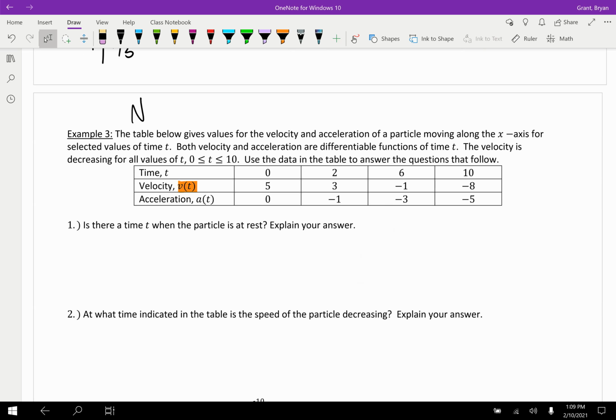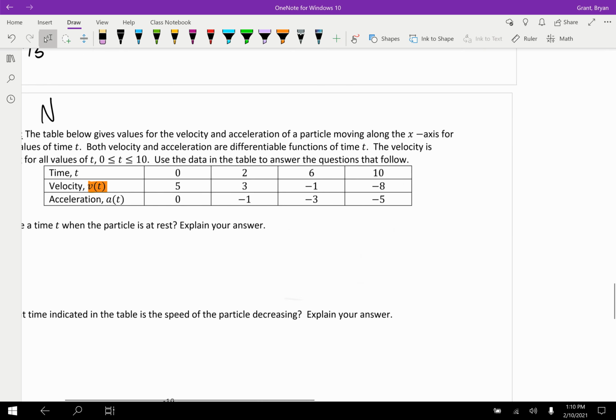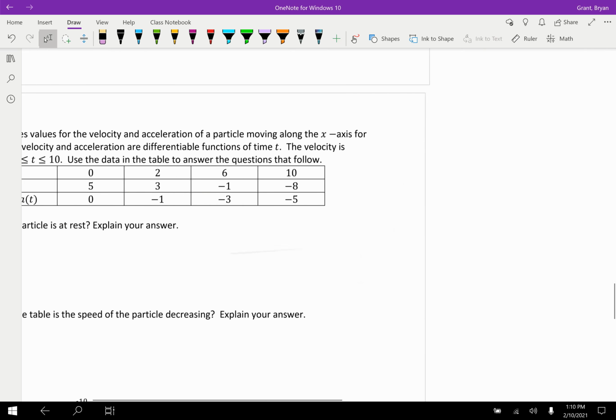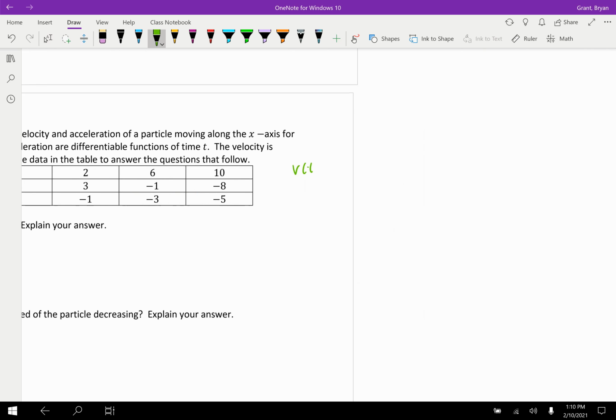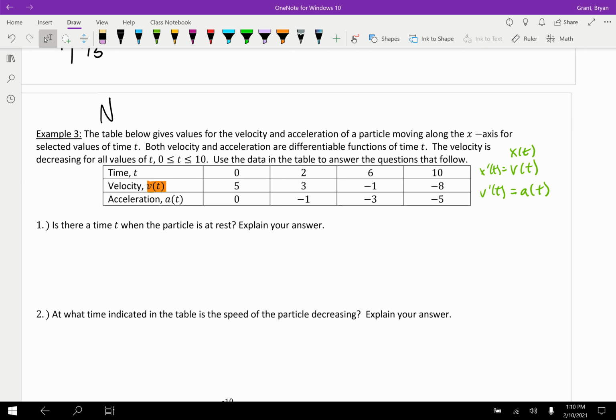Well, the first thing I like to do is I like to write out my 3 layers or levels of equations. We already have the velocity right here, and we know that the derivative of velocity is acceleration. But what about the antiderivative of velocity moving up above? Well, because we're moving along the x-axis, I'm going to call that x of t. So the derivative of x of t is velocity, the derivative of velocity is acceleration. They also didn't give us any units, so maybe that's a yay for us. We don't have to keep track of those.